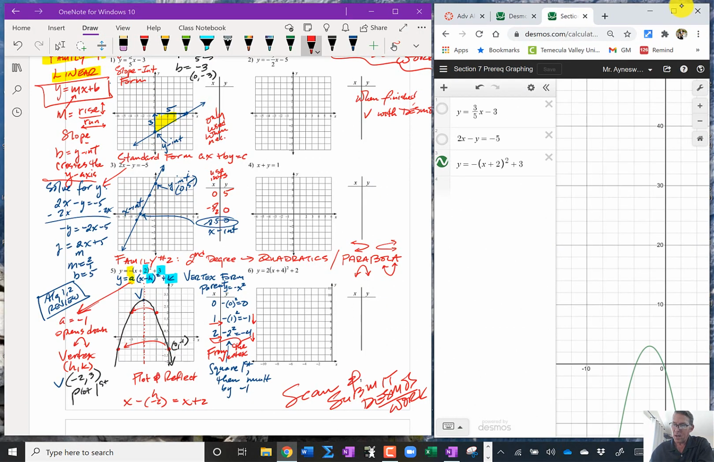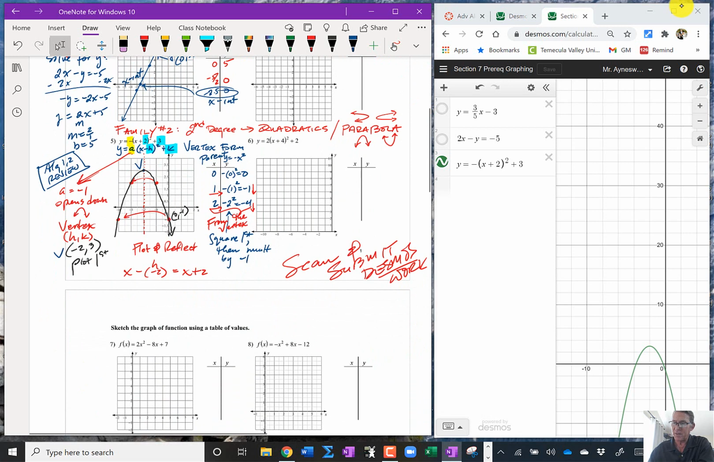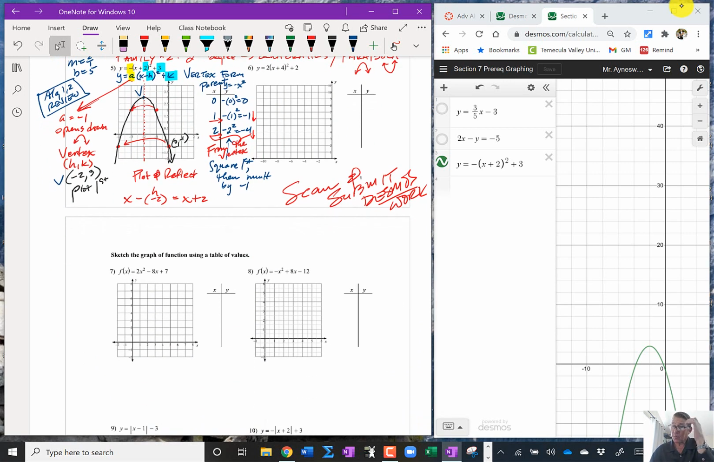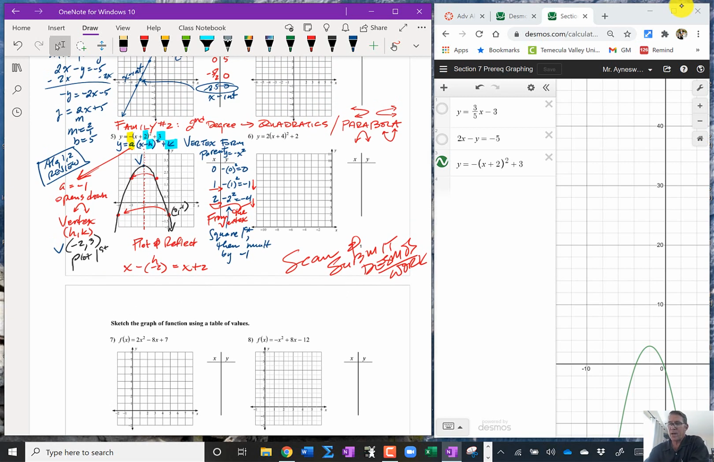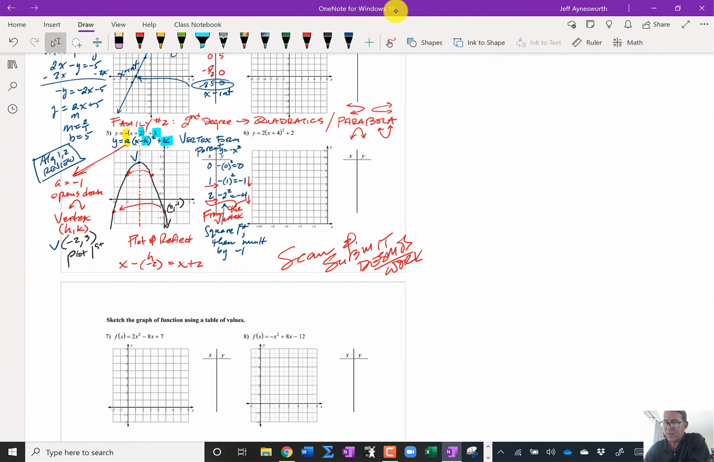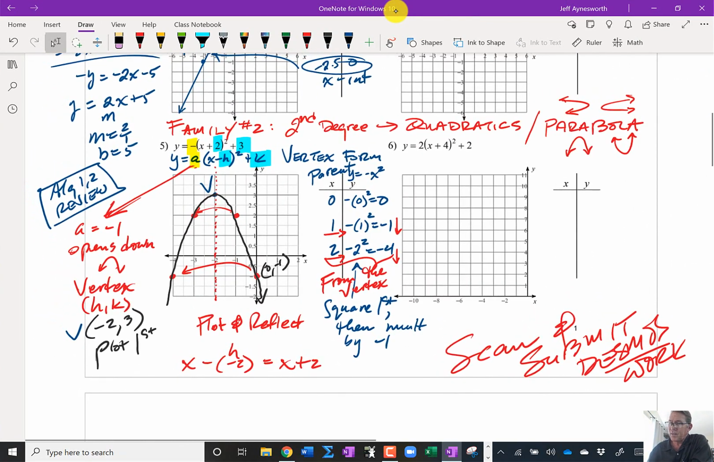Okay, let's go. You can do number 6 on your own. Actually, you know what? Scratch that. We have to talk about one more thing. So number 6 is different here, because if you compare here, y is equal to a times (x plus 4) squared plus 2. Notice right here a is 2. Okay, so I'm going to write that down. A equals 2. That tells me that my parent function is not x squared, it's 2x squared. Okay, so that's going to affect our shape.